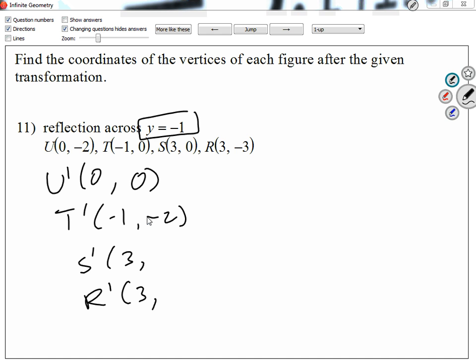For my s, what do you do to 0 to make it negative 1? Subtract 1 from the midpoint, and what do you guys get? Negative 2. For my r, what do you do to negative 3 to convert it into negative 1? Add 2, so add 2 to the midpoint, and what do you get? 1.